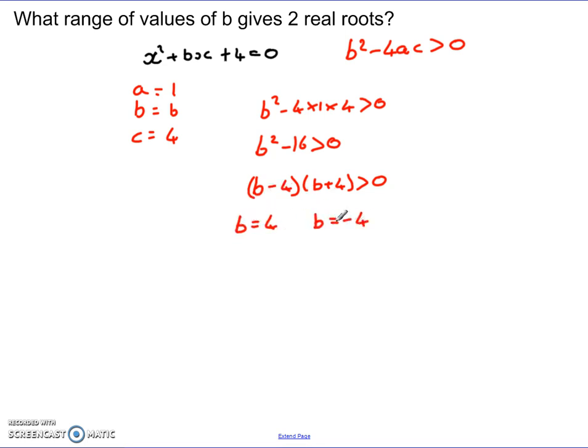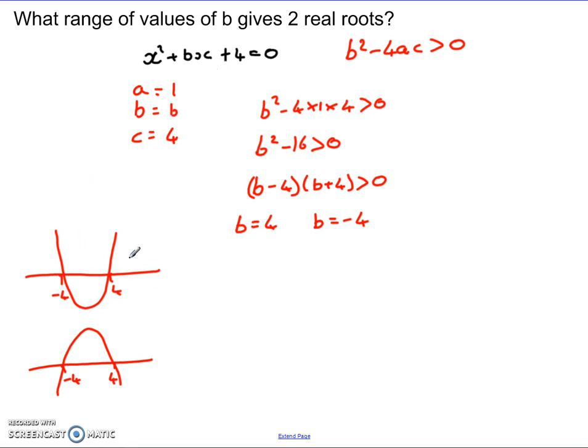So I know if I pick either of these two values, I'm going to be multiplying by 0. So essentially my curve is going to look either like that, and I've got −4 and 4, or it's going to look like that, and I've got −4 and 4 here. I need to figure out which of these conditions it is.